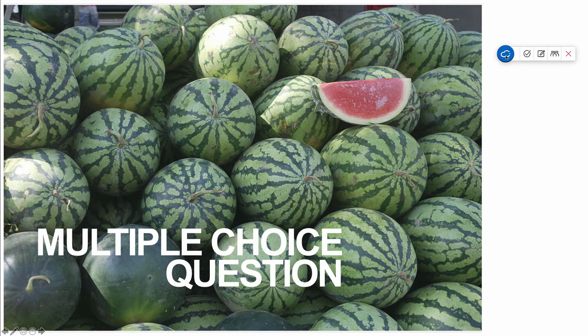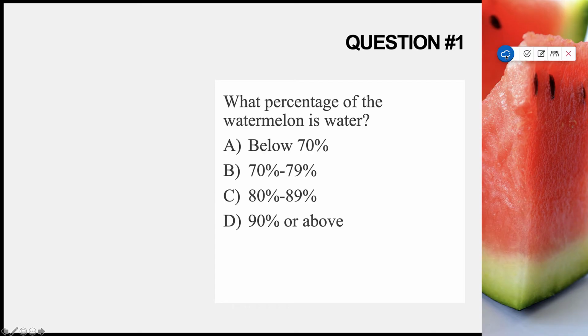So to start, we can look at multiple choice questions, and these are probably the most common questions that we see faculty using. And I have this question here. What percentage of the watermelon is water? Okay, so I'm going to ask a question, and in order to do that, I go to polling, and I want multiple choice in this field here, and I hit play.